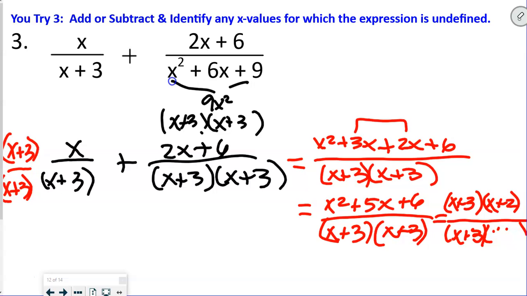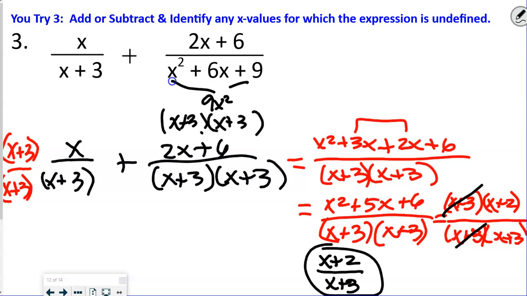So hopefully you can see again, these cancel out. So we're left with x plus 2 over x plus 3. And once again, this time we only have the x plus 3 twice. So x plus 3 equals 0. So x cannot equal negative 3.